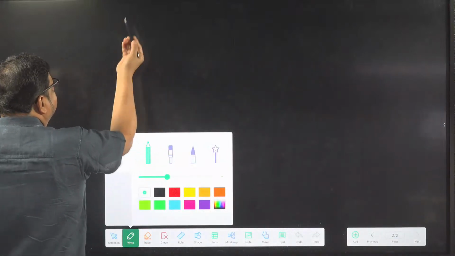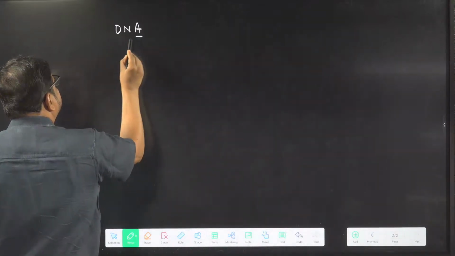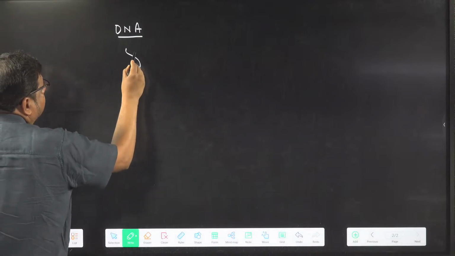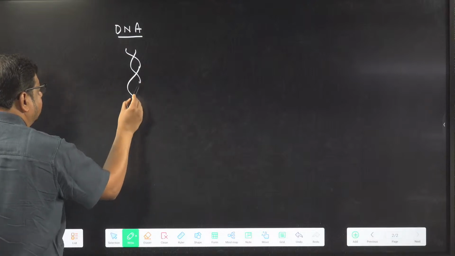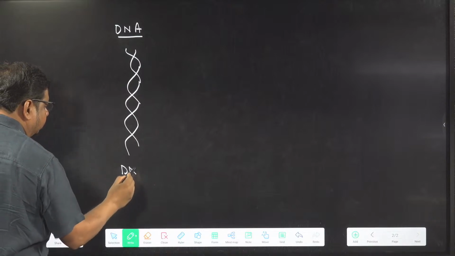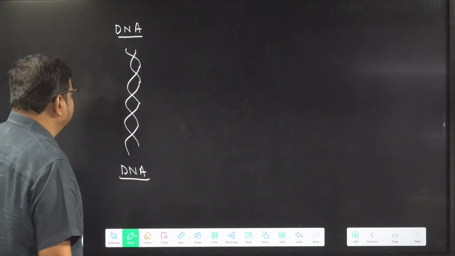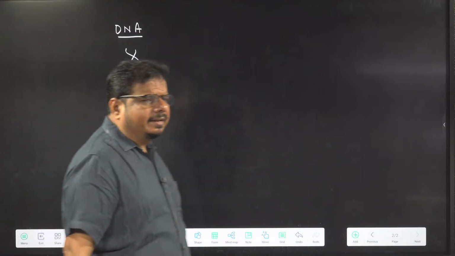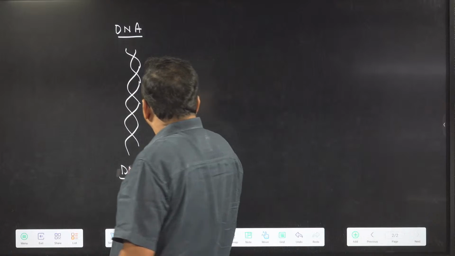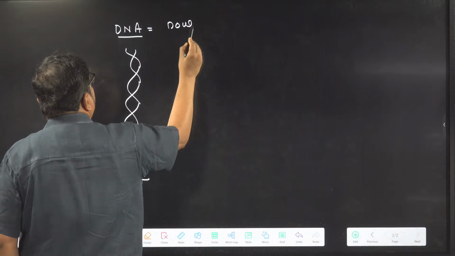So here you better know about DNA. Have a look here. This is a DNA, a double helically coiled structure. DNA has 2 strands, and it is a double helically coiled structure given by whom? Watson and Crick. Okay. So this one is a double helically coiled structure.